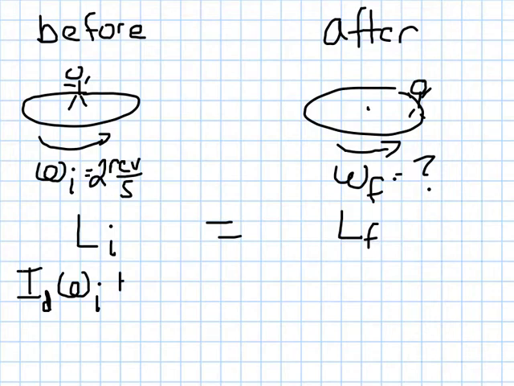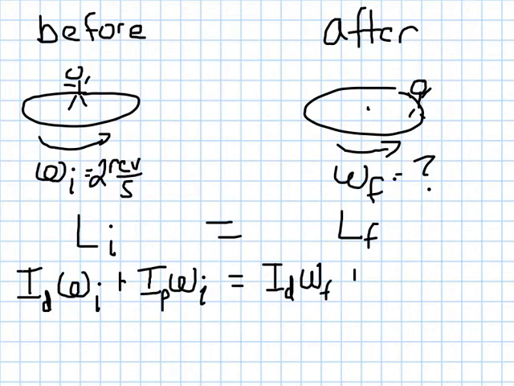And then to be complete, I should add to that the moment of inertia of the passenger times the passenger's angular speed. The disk and the passenger move together. They have the same omega initial. This will be equal to the moment of inertia of the disk times its final angular speed plus the moment of inertia of the passenger in the final case times that passenger's final omega f.